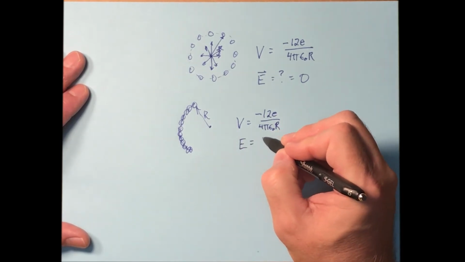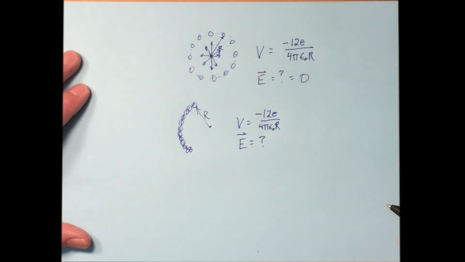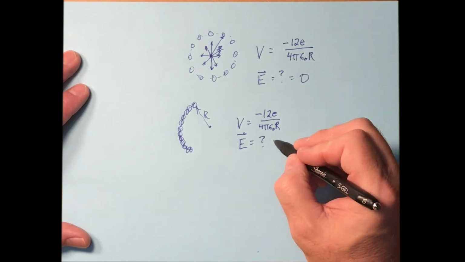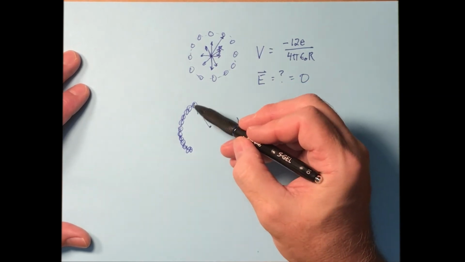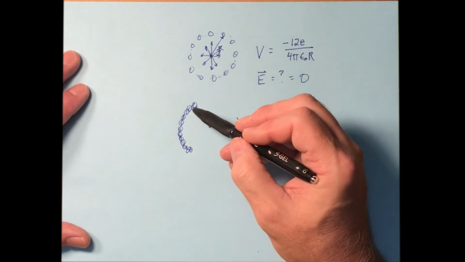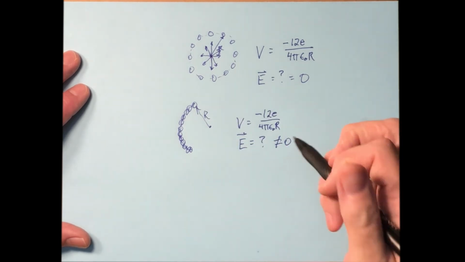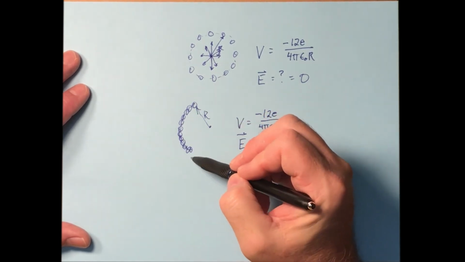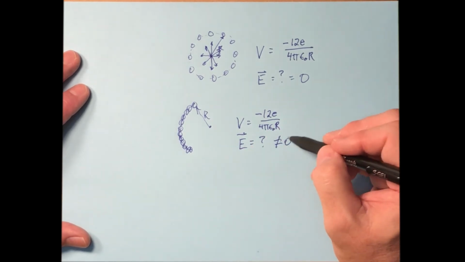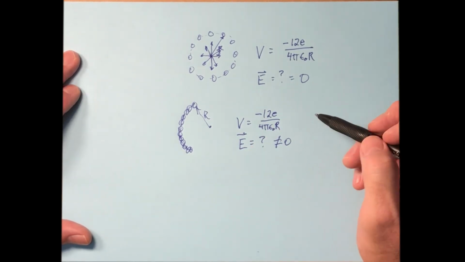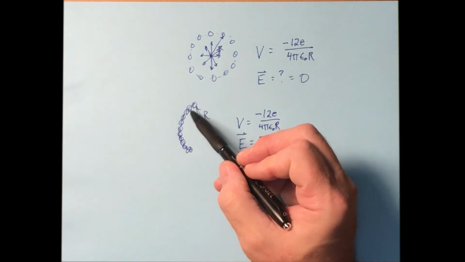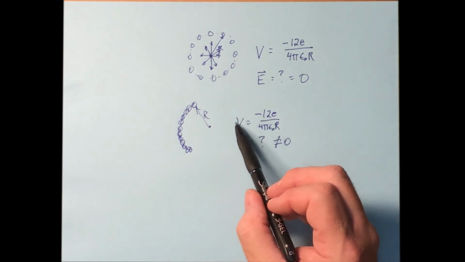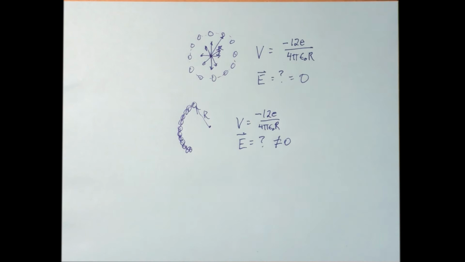But what about E now? Is E going to be 0 in that case? And the answer is no. E is not 0. You could figure it out if you wanted to. It would be a little more complicated because you would have to do it 12 times, one for each of the 12 electrons, because those are 12 point charges distributed along that arc. But it is not going to be 0 in this case. So the electric field depends upon the distribution of the charge, not just on the total charge, whereas the potential just depends upon how many charges are present.